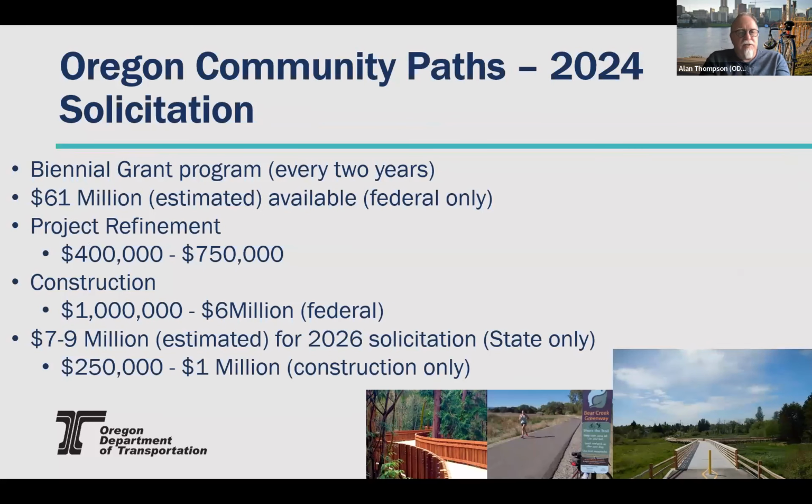So here's our 2024 solicitation. I mentioned earlier, it's a biennial grant program, every 2 years. We've made some changes starting with this cycle. I mentioned that we're using the last of the IIJA. We're also front loading our 28 through 30 allocation that we anticipate receiving. So we're going to have a huge solicitation, 61 million. That's what's estimated. It will be federal only. And then project refinement, 400,000 to 750,000. We bump that up to where we can fund the full 30%. We've had issues before where applicants and grantees will put together something for $250,000 that there's no way could fund what we need to get funded to reach the full 30%.